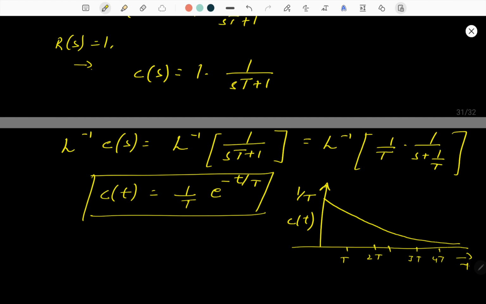So this is all about the input responses in a first order control system. In the next lecture, we will discuss the time response of a second order control system. Thank you.